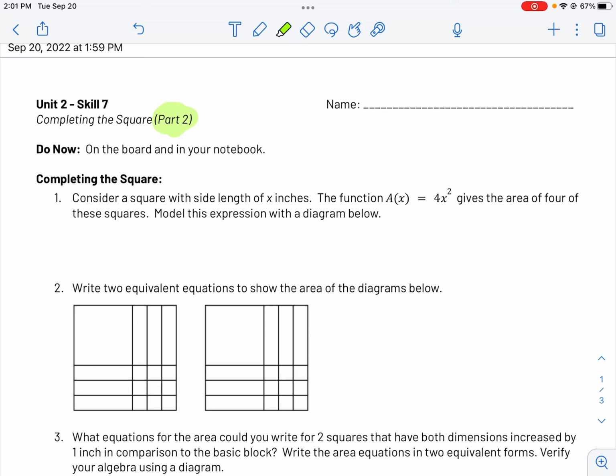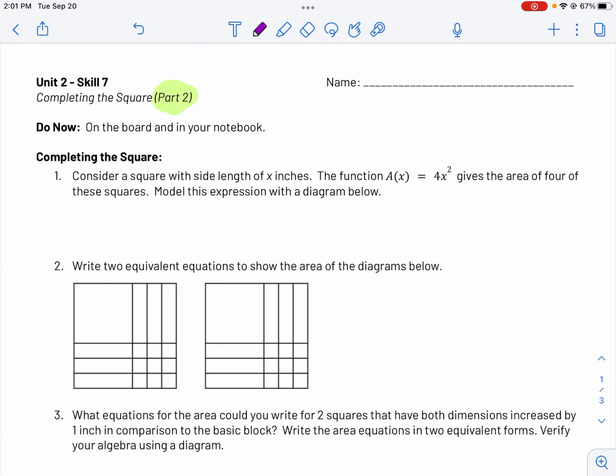of quadratic expressions. Okay. So it says, consider a square with side lengths of x inches. The function A of x equals 4x squared gives the area of 4 of these squares. Model this expression with the diagram below. So we started Part 1 the same way, but we had only one of these squares. Now we're just doing 4 of them. So you can just do 4 separate squares. Of course, they should all be the same size. Mine are a little bit off, but we have x squared 4 different times. So this is a model for the expression 4x squared.